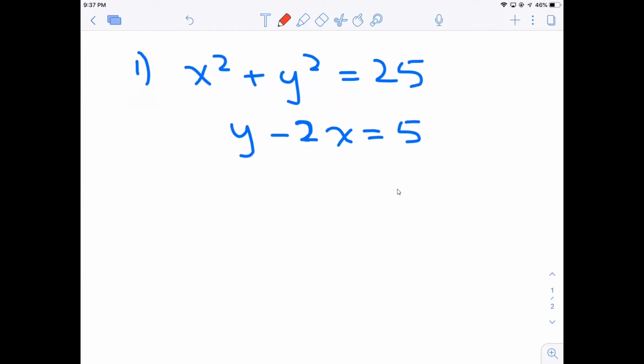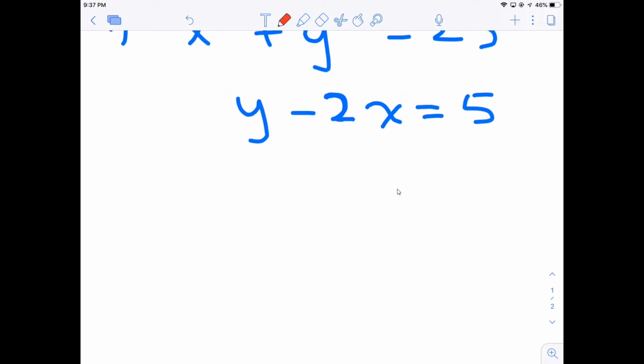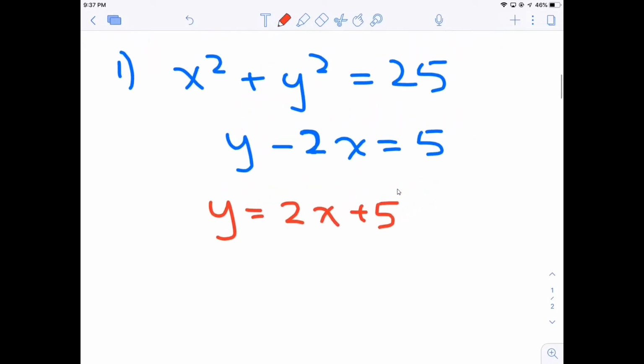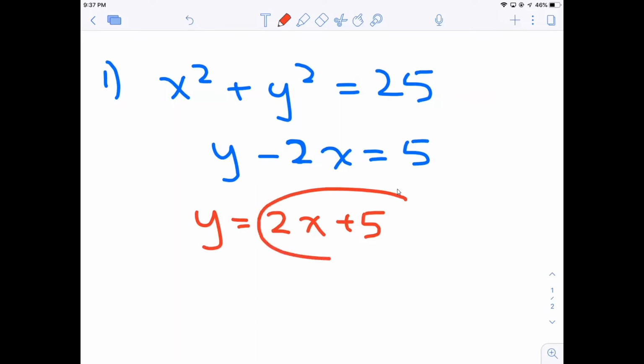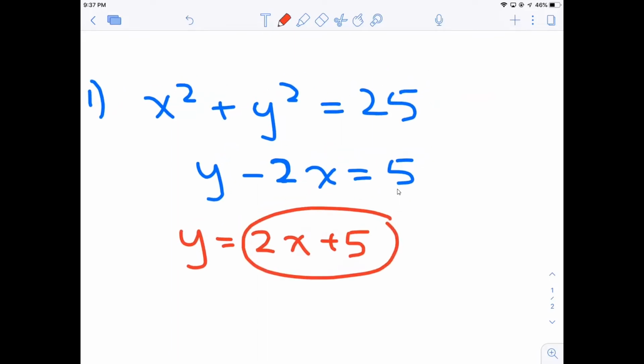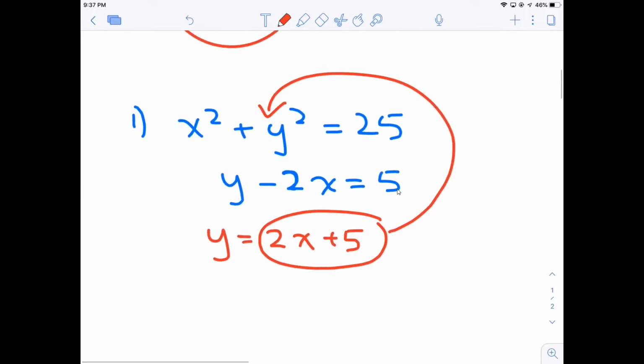I would solve for either x or y in the second equation and then substitute it into the first equation. Using the second equation, I'm going to solve for y, because I think that's a lot easier. Solving for x, you're going to get some fractions. Solving for y here, we know y equals 2x plus 5. I will take that quantity, 2x plus 5, take y out, and plug in 2x plus 5.